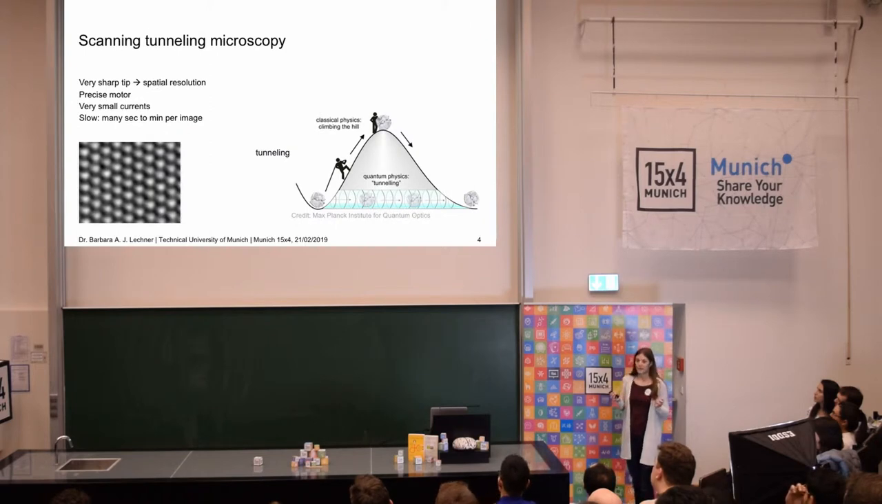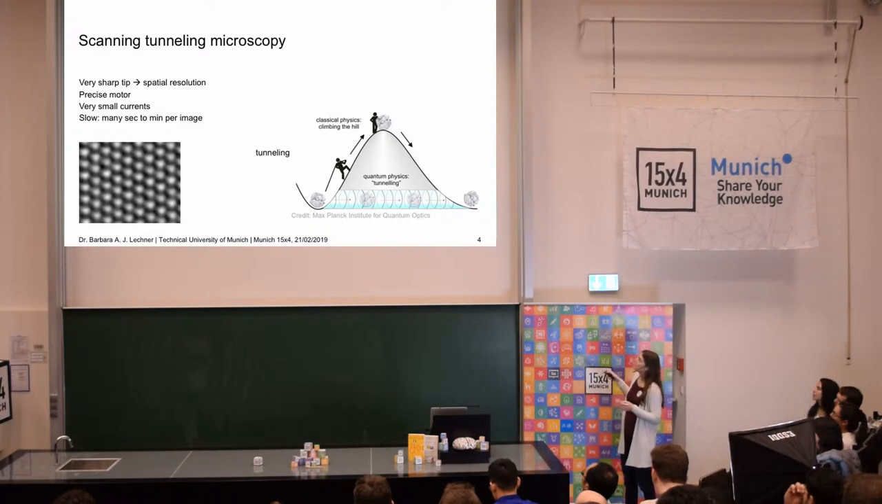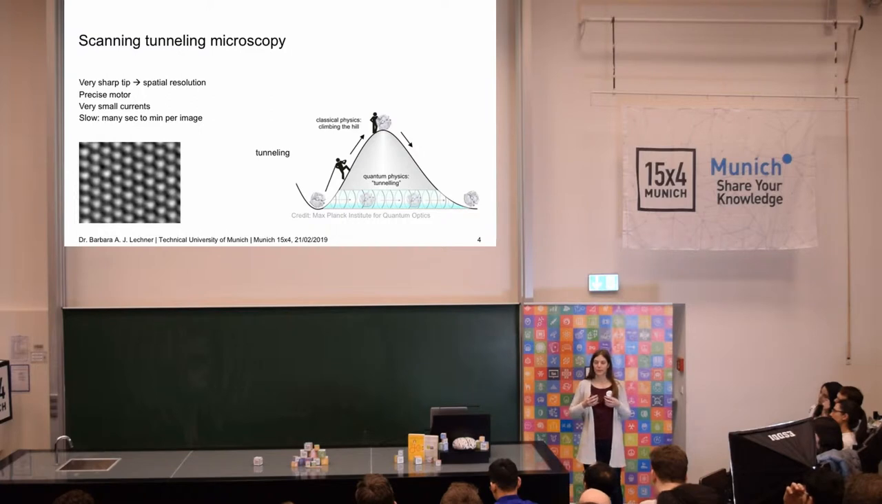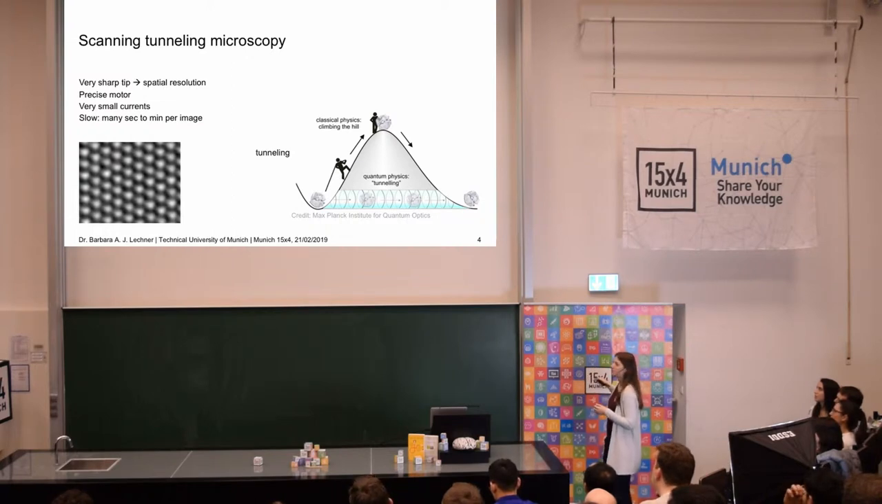So, scanning tunneling microscopy. Let's first of all look at what the name means. Microscopy is quite obvious, we want to magnify something, but tunneling might not be a word you come across in everyday life. Tunneling is an effect that we can't explain in classical physics, but instead we need quantum physics to explain that. So imagine you have a hill and you want to bring an object across that hill. In our classical physics view, we would need to put in energy to get it up this hill, and then once it's up there, it has enough energy to roll back down the other side.